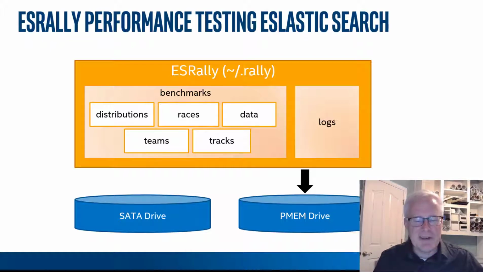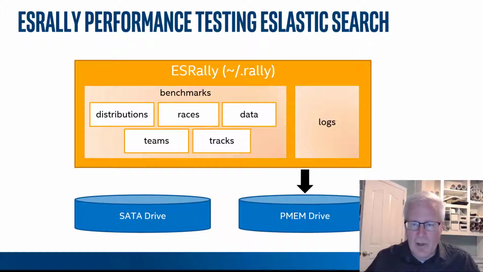But I really wanted to stress this thing out. I wanted to pump in terabytes of data and see what I would get out. So I went for a track called Event Data because it was generating the data on the fly, and it generates about 1.8 terabytes of data in its test run, which is pretty cool. Okay. Now, one thing that I did, ESRALLY is all self-contained in a .rally directory, which is in your home directory.